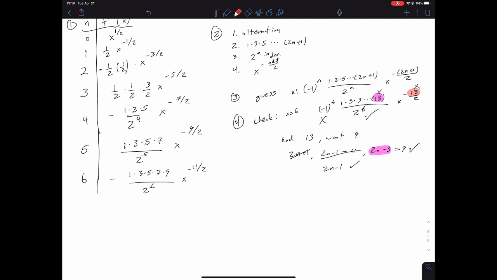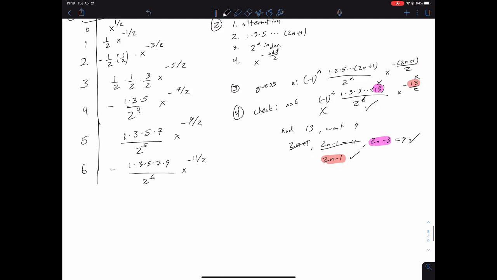Okay? So I need to fix everything. My fix will be, instead of negative 1 to the n, that was wrong. This will be negative 1 to the n plus 1. There's only 2 options for your alternation. So as soon as it's wrong, just switch to n plus 1.